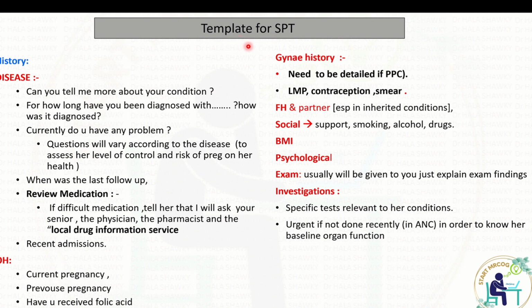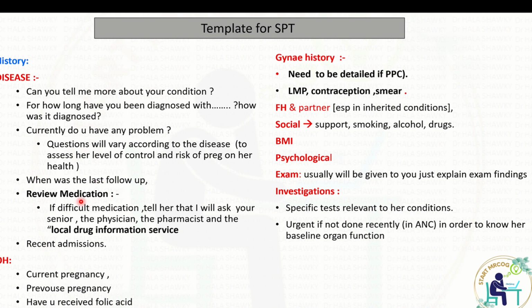Coming to the template for the simulated patient task, we have to start by assessment of disease severity. Open question like, can you tell me more about your condition? Then closed questions like the duration, for how long have you been diagnosed with this condition, how it was diagnosed, currently any problem, and the current problem depends upon the system. It varies between cardiac, renal, asthma. Last follow-up and visit with her specialist.